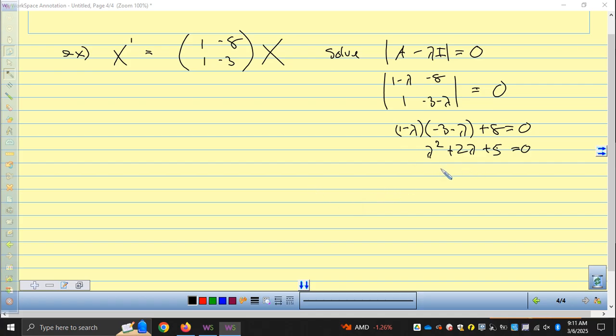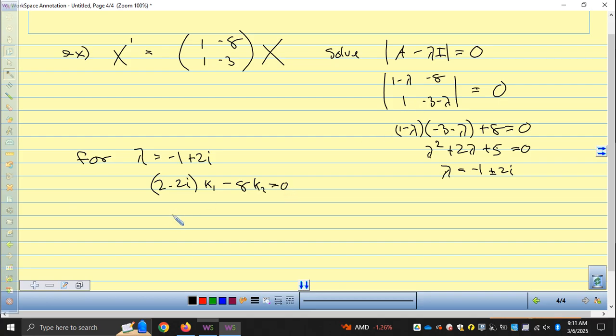Use the quadratic formula, and we get lambda equals negative 1 plus or minus 2i. So there are complex conjugate eigenvalues. Now, for lambda equals negative 1 plus 2i, we solve our system of equations. So that's 1 minus lambda k1 minus 8 k2. That gives us 2 minus 2i k1 minus 8 k2 equals 0.